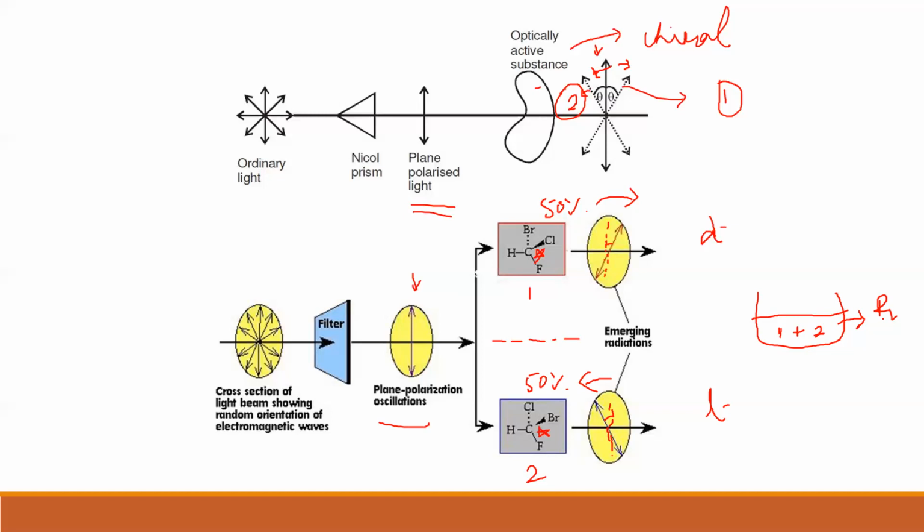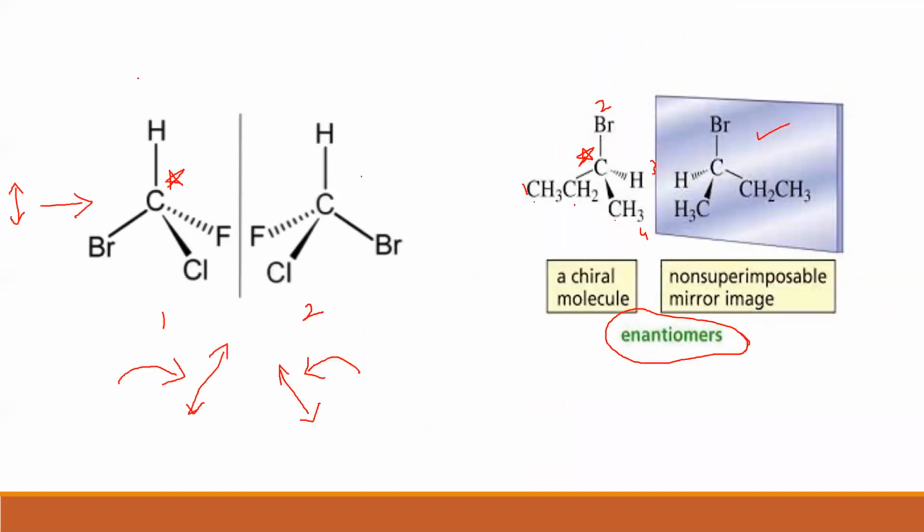Clear? Now, let us understand what is meant by optically active. Here we came across the word optically active substance. What does it mean? If any substance, any compound can rotate the light to the right, or it can rotate the light to the left, then we call it an optically active compound. For an optically active compound, I should have a chiral carbon. Clear? Now, is this compound optically active? Yes, it is. Why is it optically active? Because this carbon has 4 different groups. Is this compound optically active? Yes, it is, because it is attached to 4 different groups.